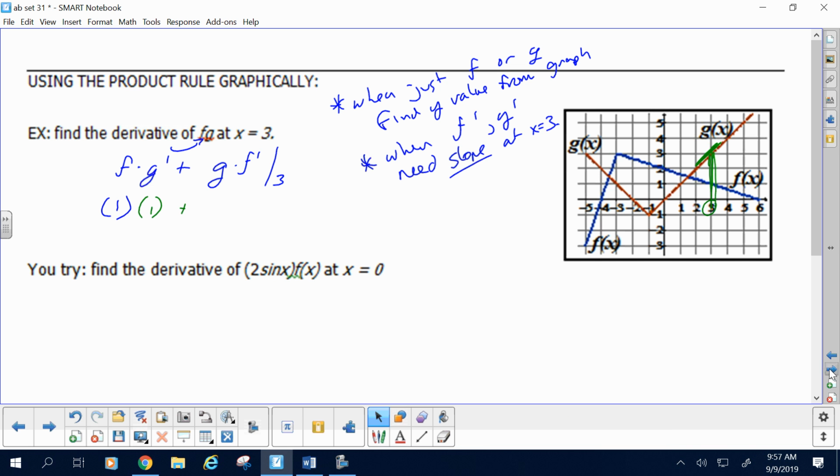Now g at 3. That means I go up to the g graph, but just report the y value. What is the y value for g when x equals 3? 3. And f prime at 3. That means I go to the f graph at x equals 3 and say, what's the slope? Negative 1/3. Then I clean it up. 1 minus 1 is 0. Okay? You try. If I ask you for the derivative of 2 sine of x times f of x at x equals 0, use the product rule because it is obviously a product.